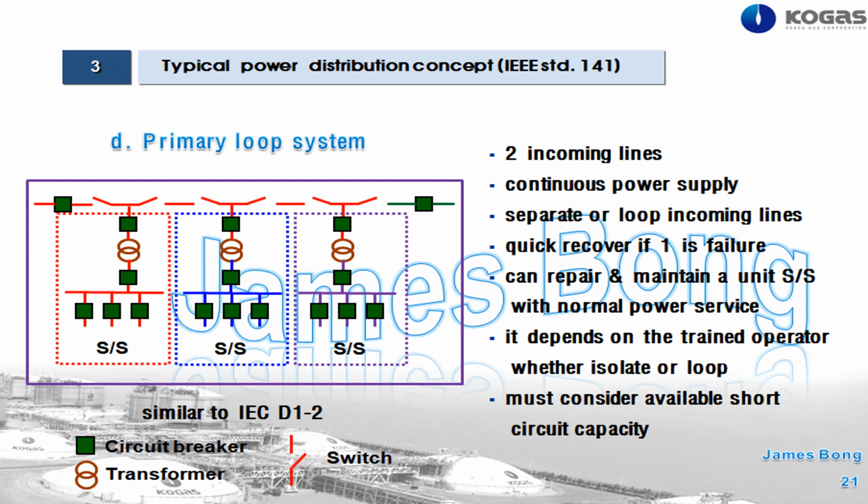Absolutely, the plant can choose separating lines or loop circuit. In IEEE, they said that this system depends on trained operators whether to isolate the incoming line or loop the line. It means, as I said earlier, the operation engineer and electric engineer must consider directional electric protective relays coordination.